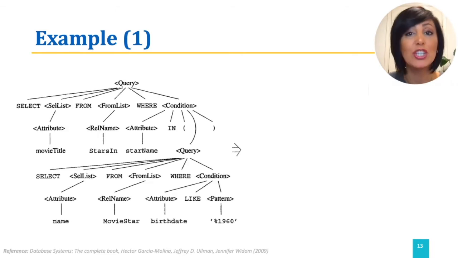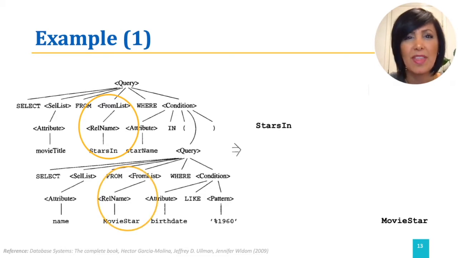We first turn the parse tree to the array expression tree with simple application of 3 steps of the bottom-up rule. For this, we first need to find from list. We do have one from list containing stars in. But this query also has a subquery. And the subquery also has a from list, which is from movie star. Let's put that below somewhere as well, until we see what to do with it.